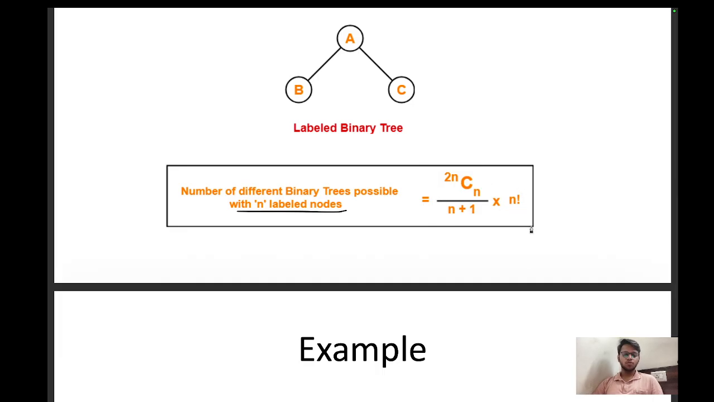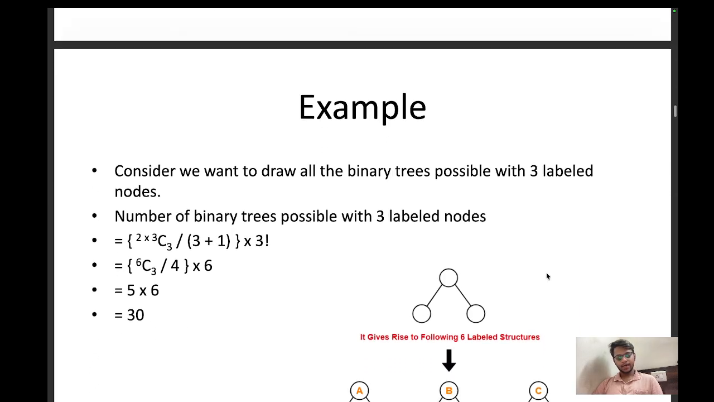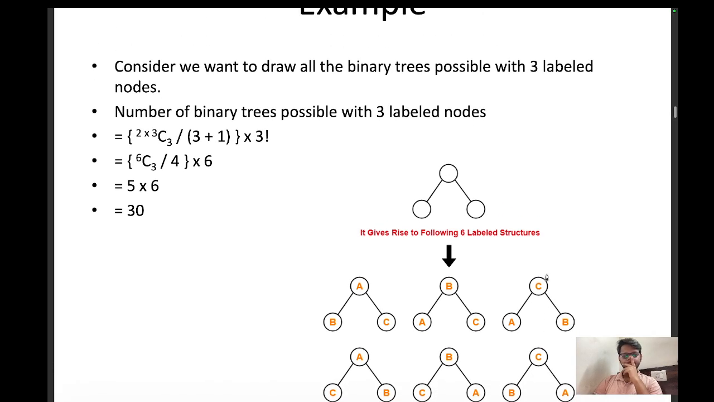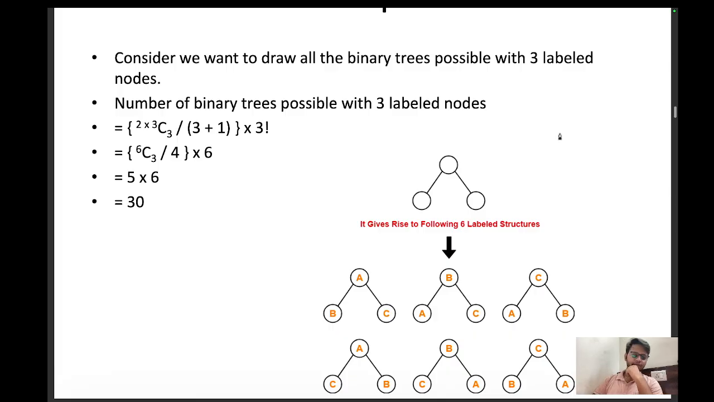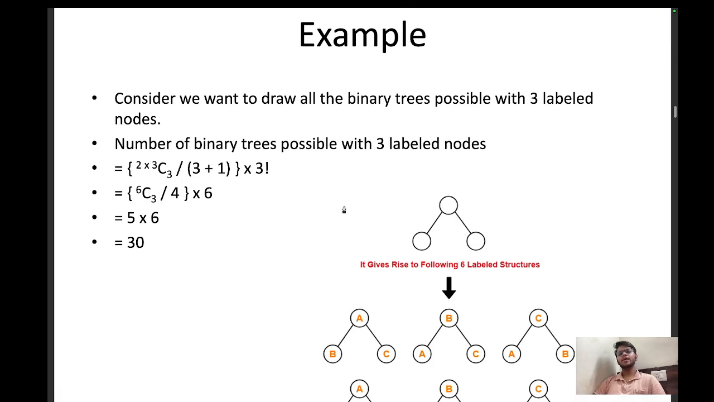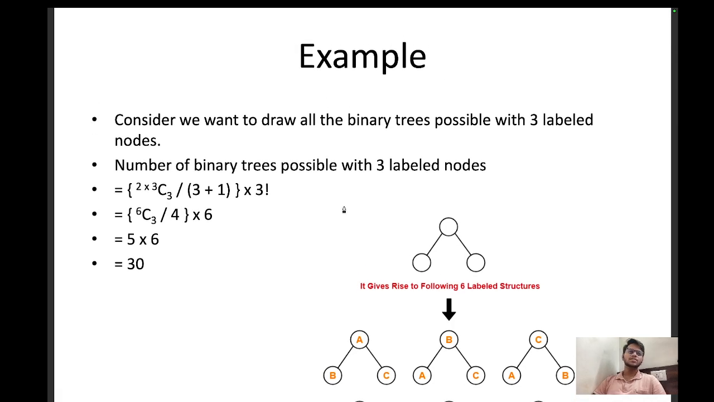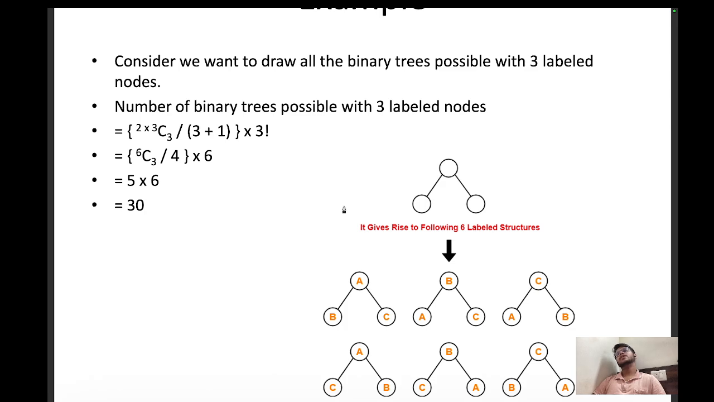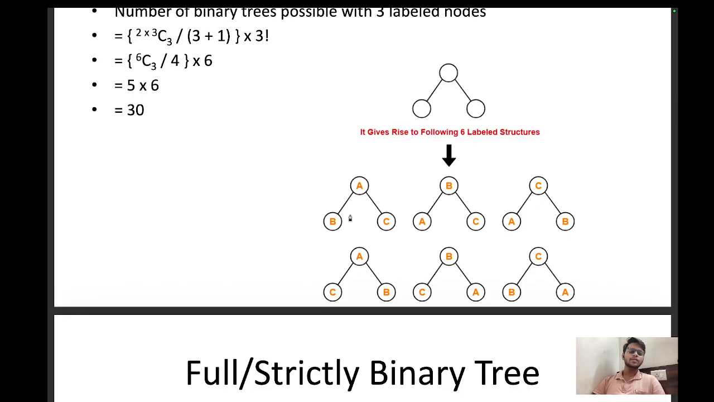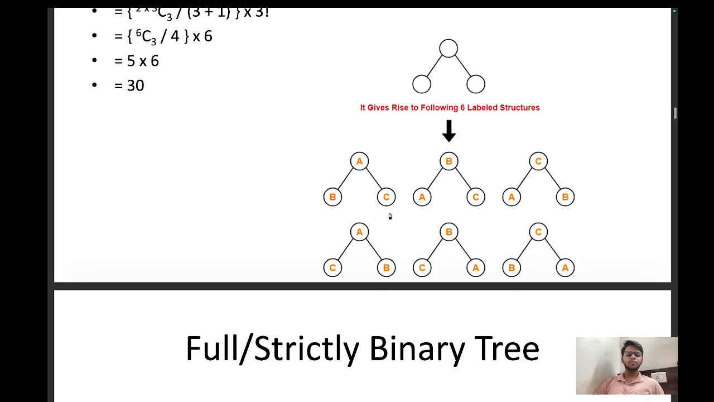So why is it so? I can explain that also. Let's suppose we are given three labeled nodes. If you have confusion about why we multiply by n factorial in some cases and not in others, take a diagram or a tree of three nodes, correct? Then try to make the possible results out of these three nodes, that is, what figures can you make from these nodes.